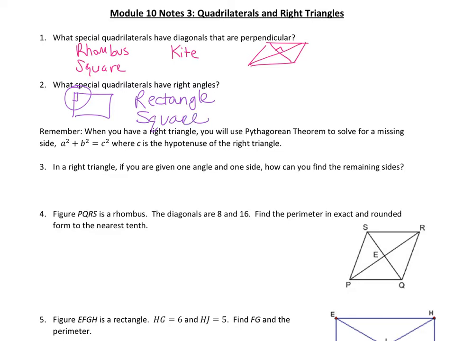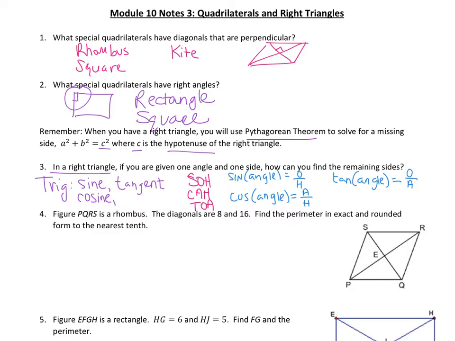So we need to remember that when we have a right triangle, we're going to be using Pythagorean theorem to find some of the missing sides if we're given two of them. Don't forget that your C value needs to be the hypotenuse of your right triangle. Don't forget also that in a right triangle, if we're given one angle and one side, we might need to use our trig, or sine, cosine, tangent, to find the other side or find one of the missing angles.